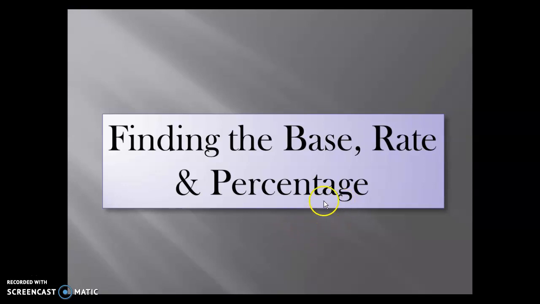Today our topic is about finding the base, rate, and percentage. Before that, let us first review the meaning of these three.